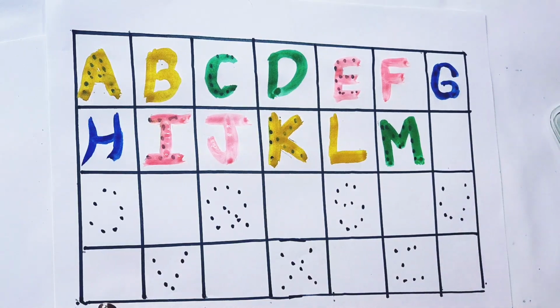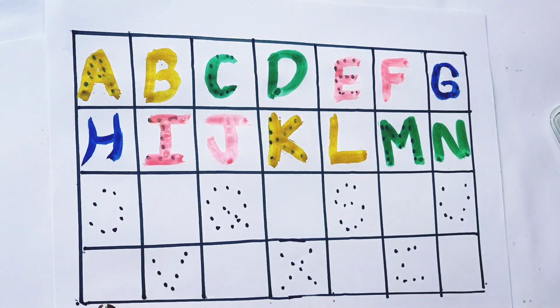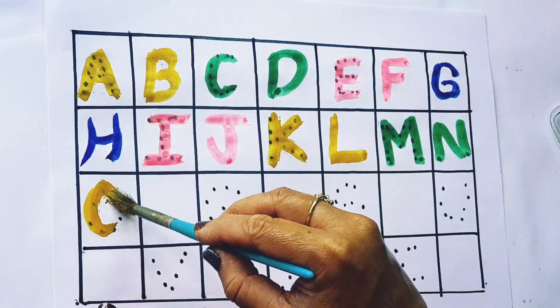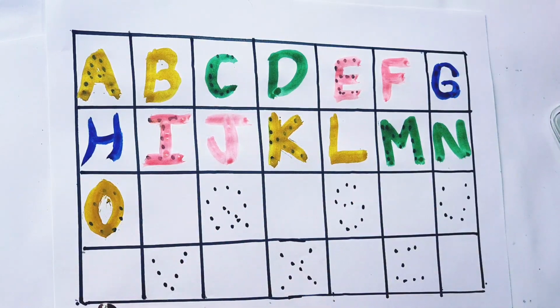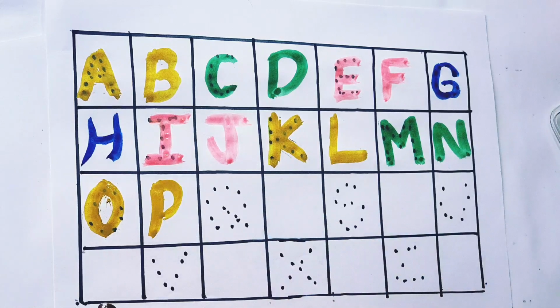M for monkey. M for mango. N for nose. N for nest. O for owl. O for orange. P for piano. P for papaya.